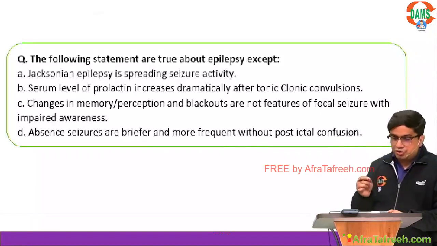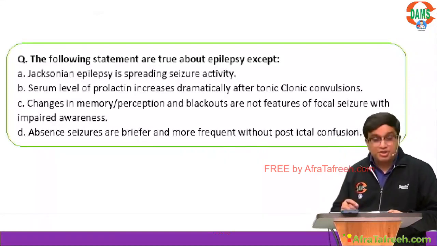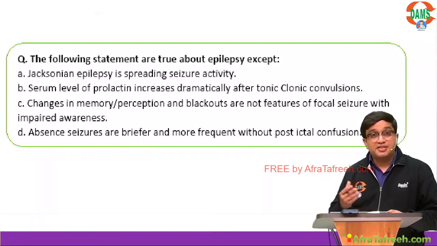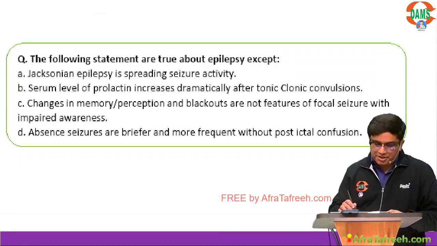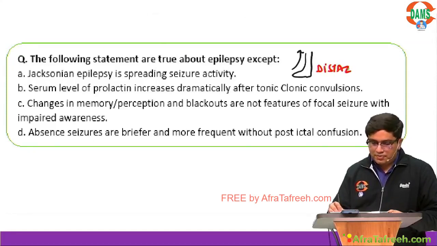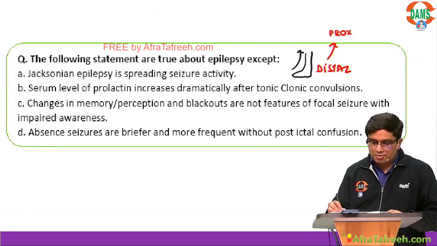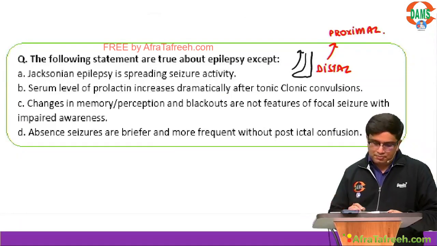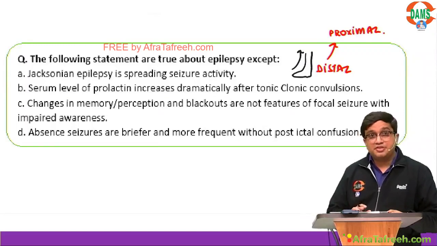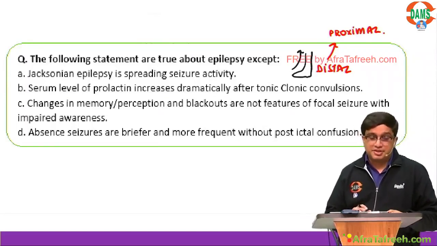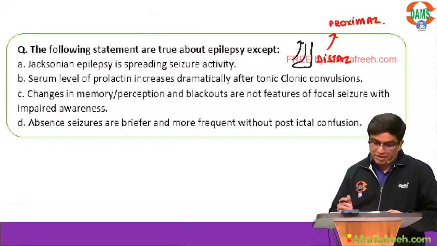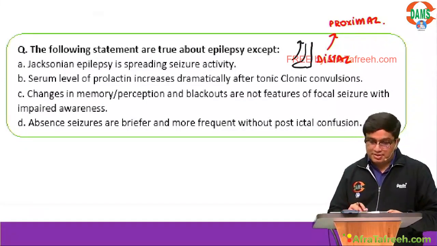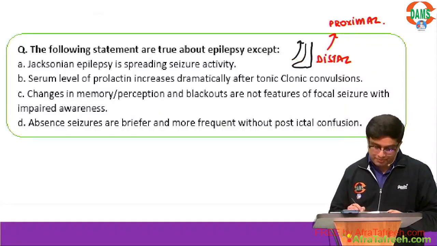The following statements are true about epilepsy except: Jacksonian epilepsy is a spreading seizure activity. Yes, if you remember the Jacksonian march, in Jacksonian epilepsy the seizure would start in a limb, generally distal, and then go into the limb proximal. Serum prolactin increases dramatically after a tonic-clonic seizure activity. Yes, it generally increases after a tonic-clonic seizure activity or a true seizure disorder.